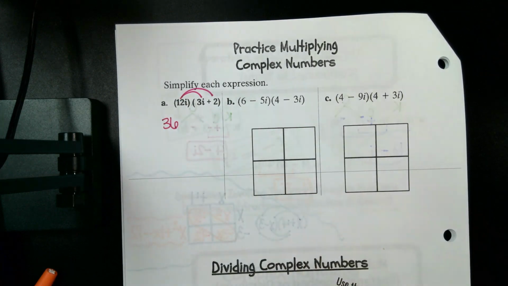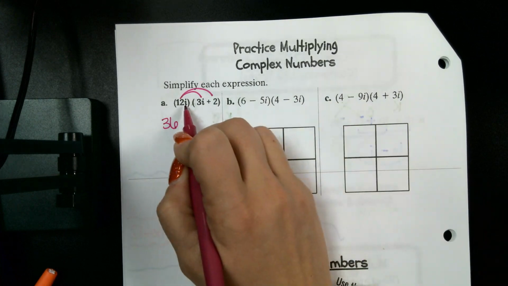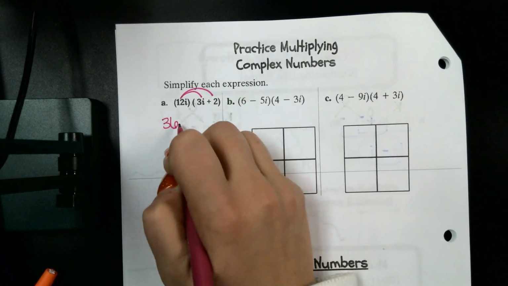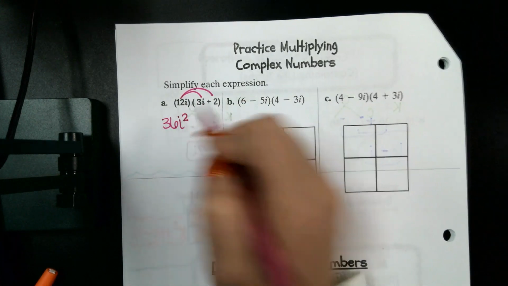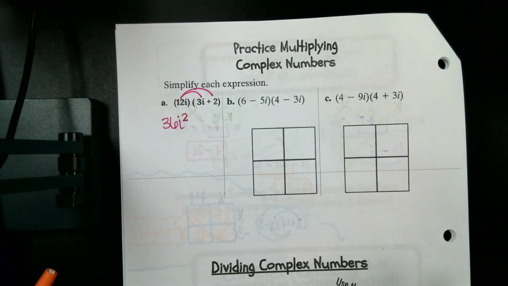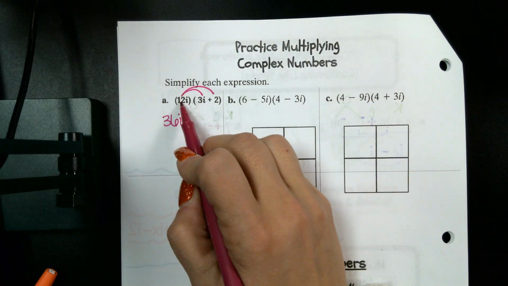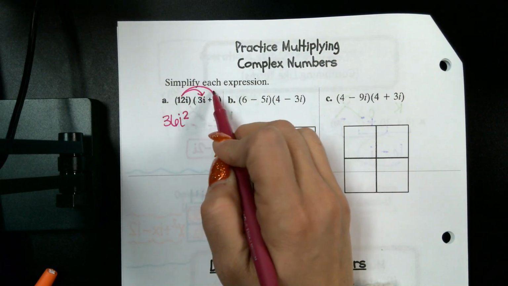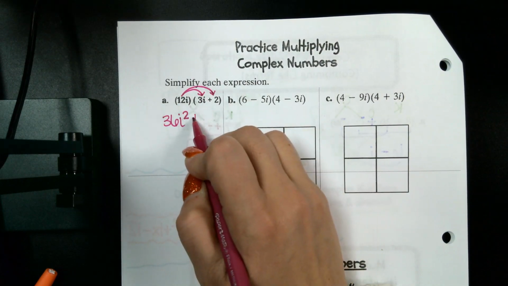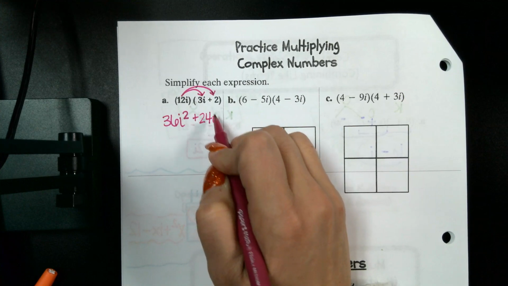okay? And then we would have i times i, which is i squared. Okay, now don't do anything with that yet. We'll do it later. Then 12i times 2 would be 24i.